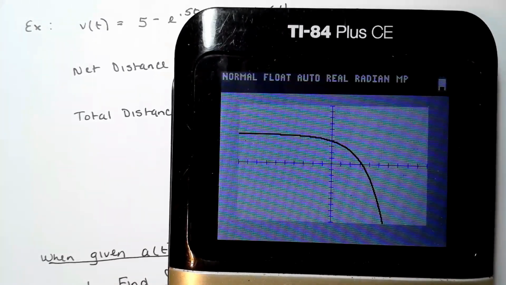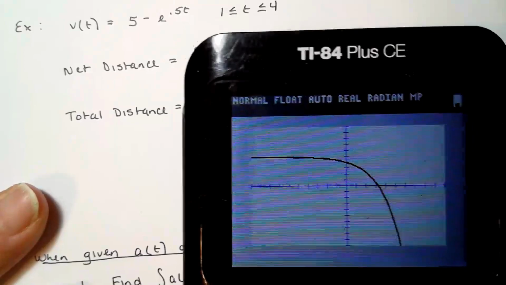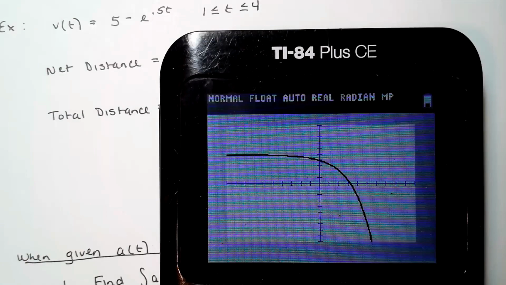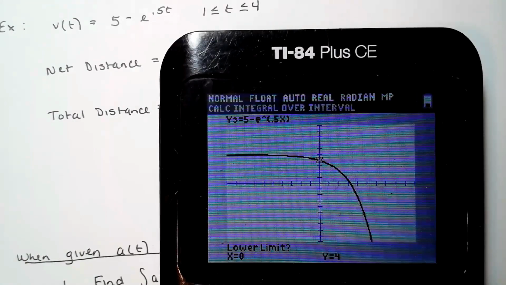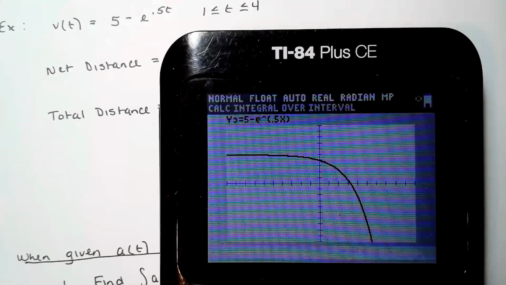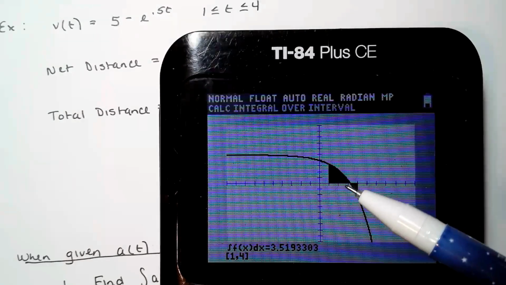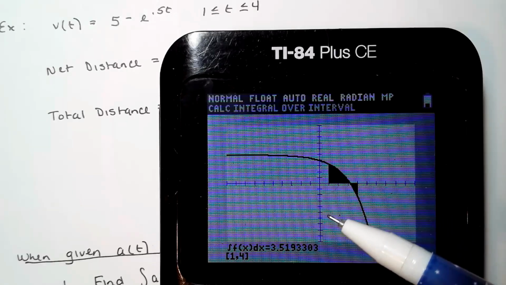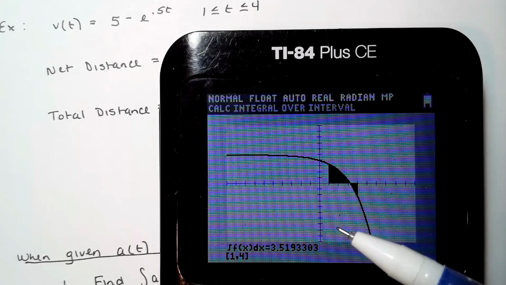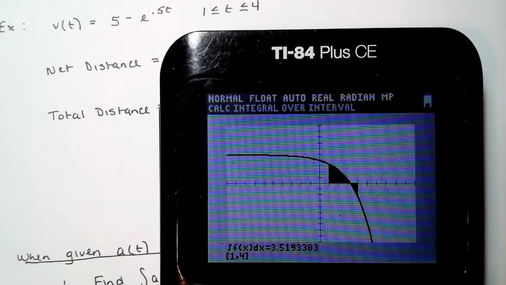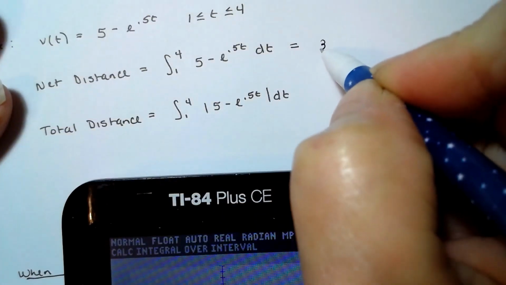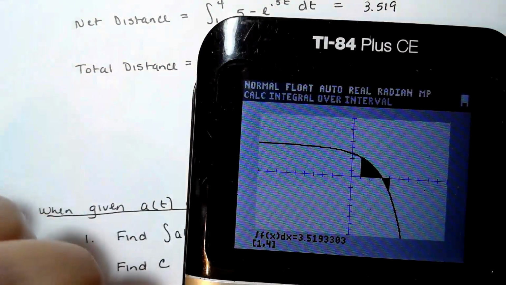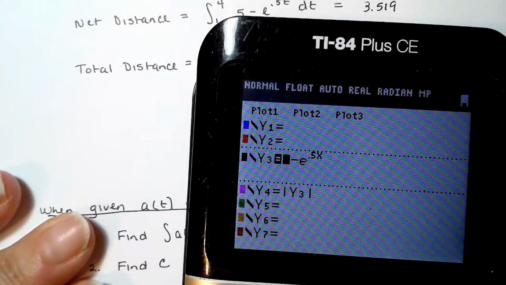And again, you want to find the net area, the net distance traveled, which is the same as the net area, on 1 to 4. So you can just do second calc 7 from 1 to 4 and hit enter. And you see there's area above and some area below. And the calculator, or the integral, is automatically going to subtract the two. And so it looks like we get 3.519. Okay, so the net is 3.519.